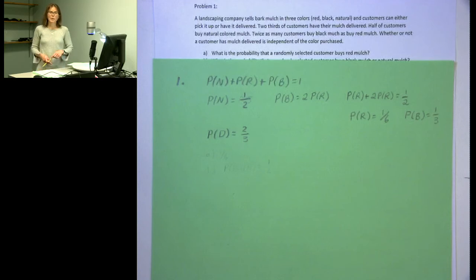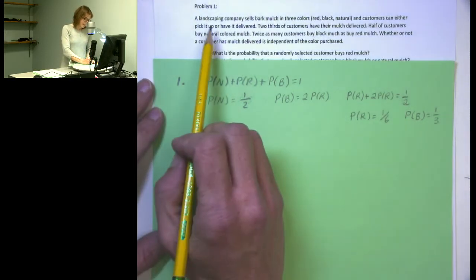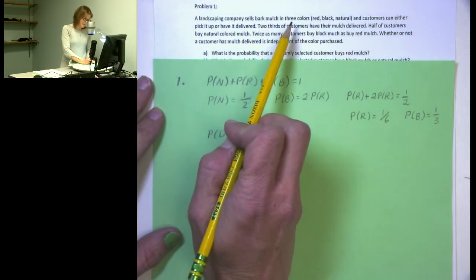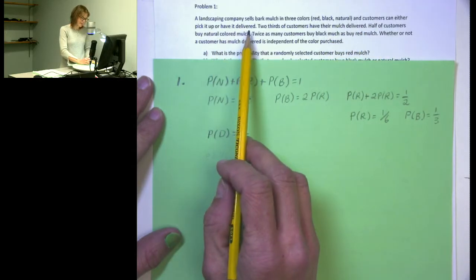This video is going to work through problem 1 from the review exercises for the end of the semester. So problem 1, a landscaping company sells bark mulch in 3 colors, red, black, natural, and customers can either pick it up or have it delivered.